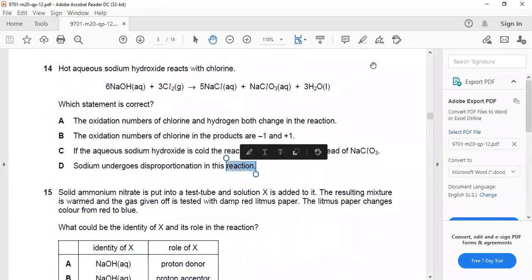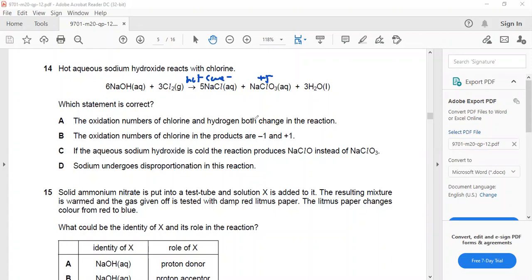Question 14, a very frequently asked question. This is hot concentrated NaOH. Chlorine is +5. You must memorize this question. So which statement is correct?